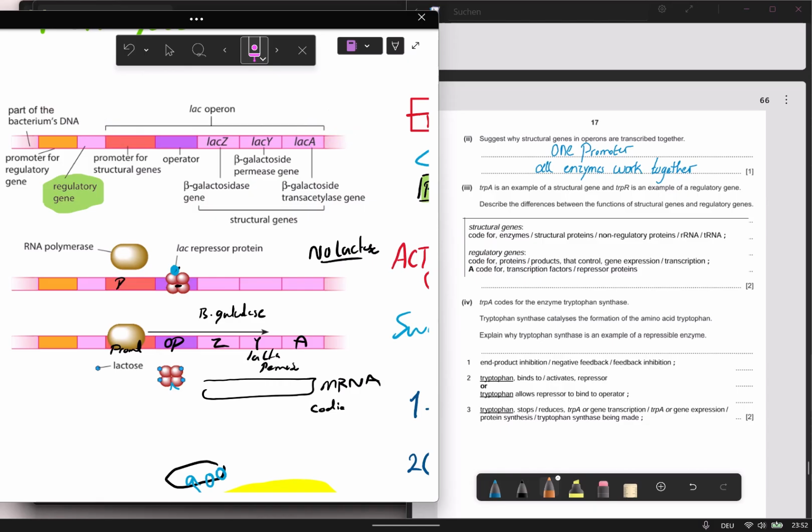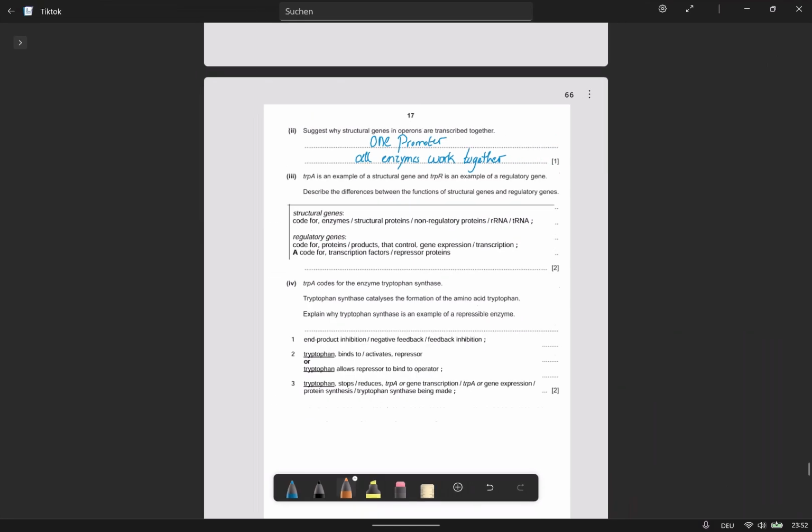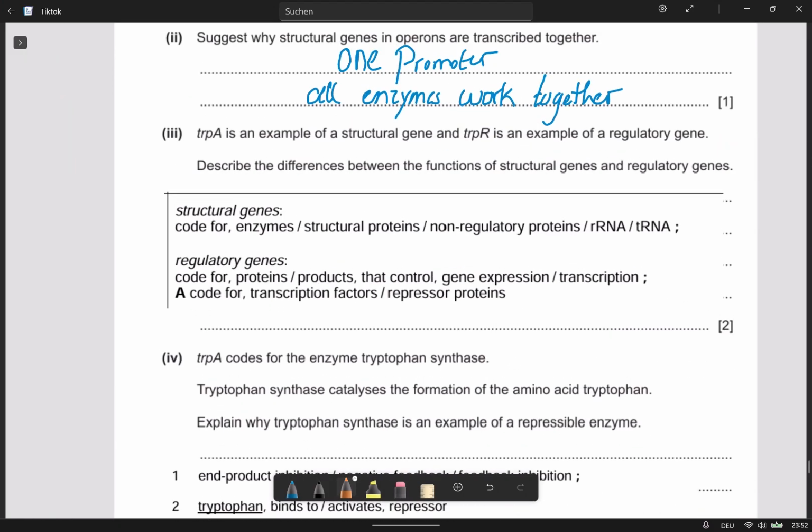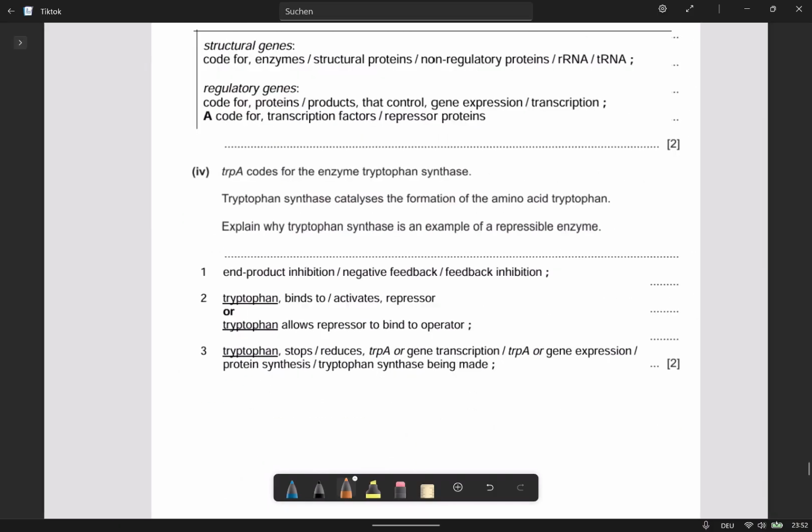Okay. Trp A is an example of a structural gene, and Trp R is an example of a regulatory gene. He wants the differences. Okay, just mention the definition here. He's telling us that Trp A codes for the enzyme tryptophan synthase. Tryptophan synthase catalyzes the formation of the amino acid tryptophan. Okay, so this enzyme forms the amino acid.